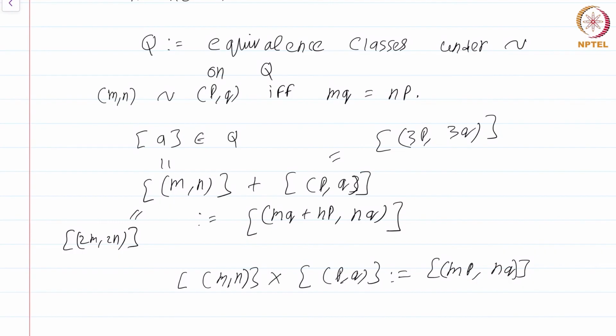So this is the representation of Q as a collection of equivalence classes. There are some checks that you need to do. They are not really hard. I urge you to do them.